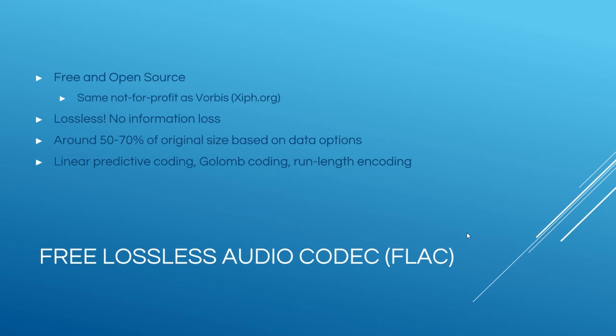FLAC uses linear predictive coding to convert the audio, and then the difference between the predictor and actual data is stored as the residual, using Golomb coding and run length encoding to compress and store the residual. The size of the file can change based on compression options, but this doesn't affect the quality of the file, just how much processing power is required for efficient compression and decompression, and the speed at which it processes and encodes the file.